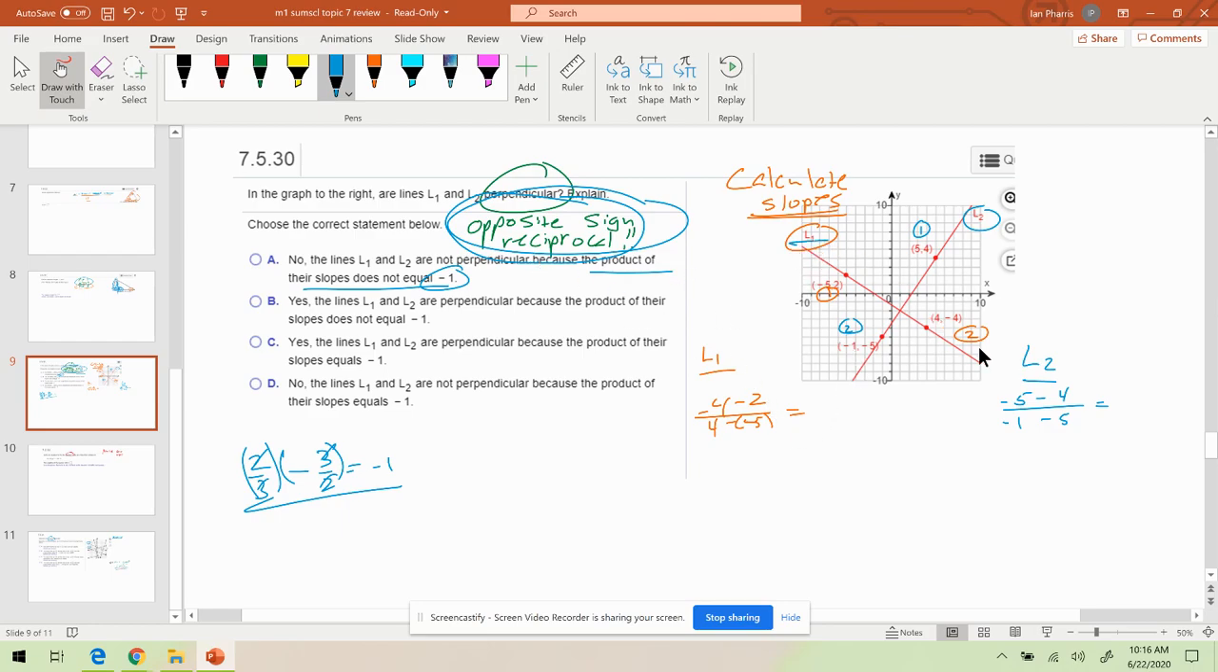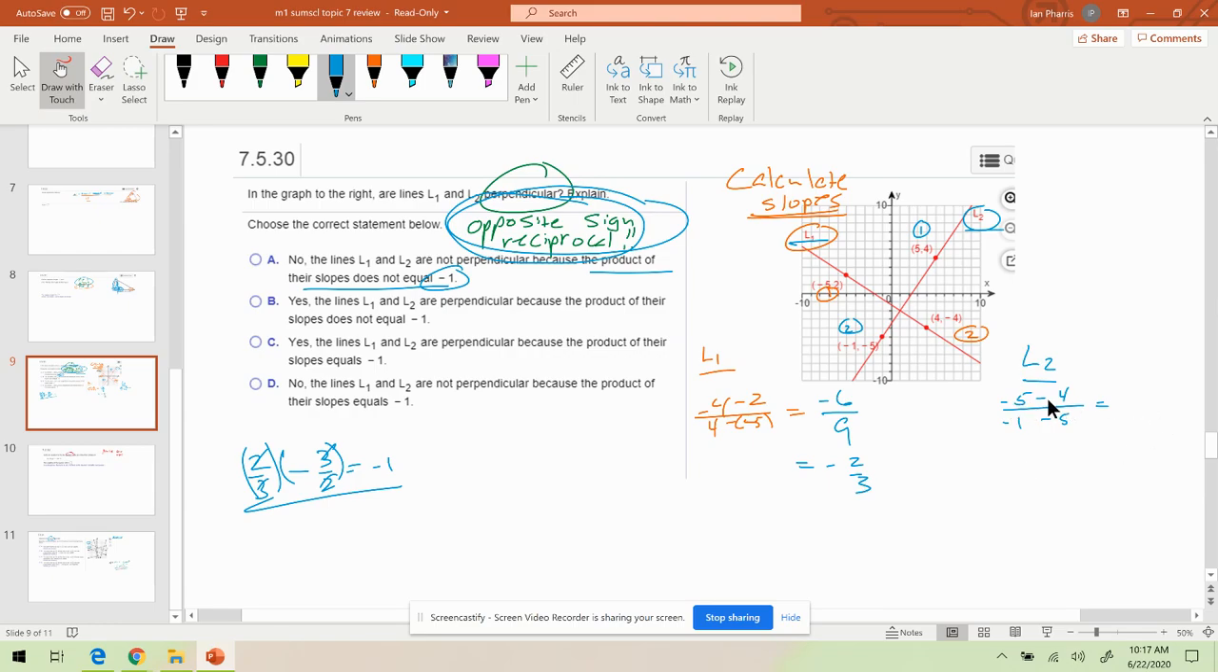So let's check out line 1 and line 2 here. They look perpendicular, but are they? Let's see, -4 minus 2 is -6. 4 minus a -5 is going to be +9. That reduces down to -2/3.